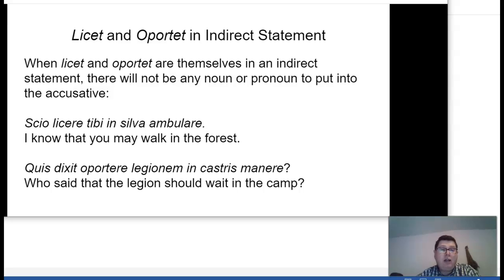Again, if you have oportet or licet in an indirect statement, you can have several infinitives, and it's usually not too hard to sort out the infinitives. Okay, so that is our quick overview of licet and oportet.